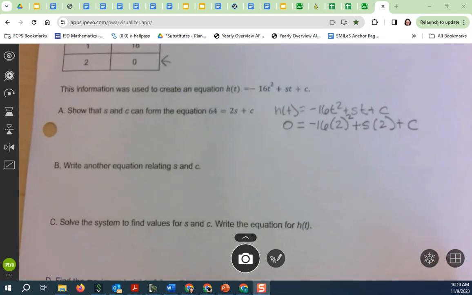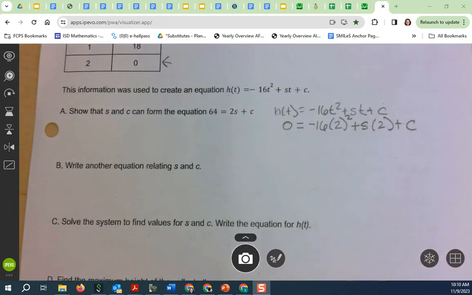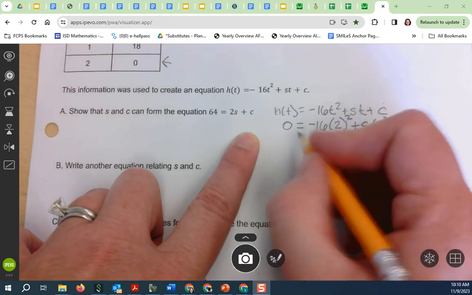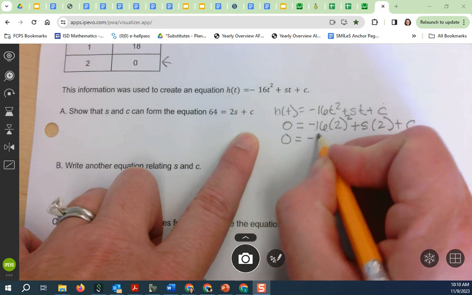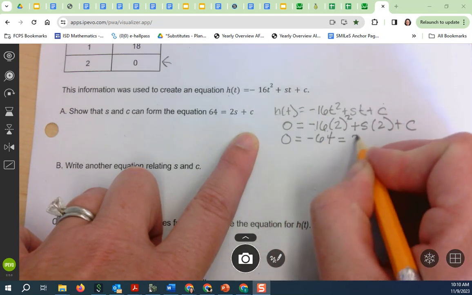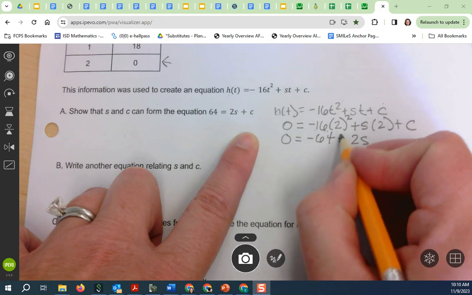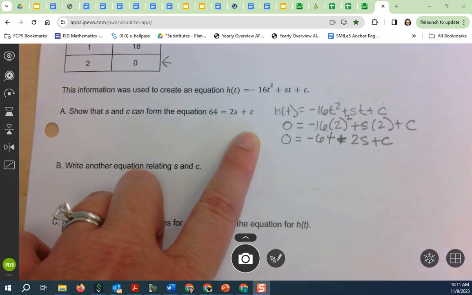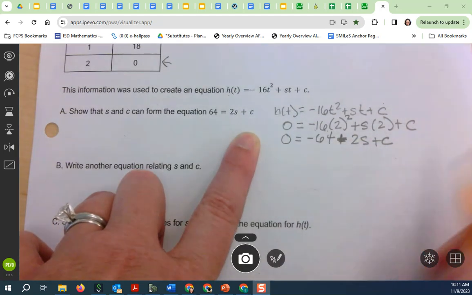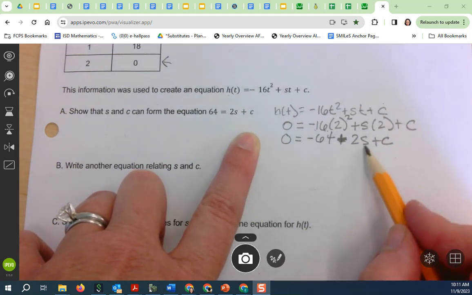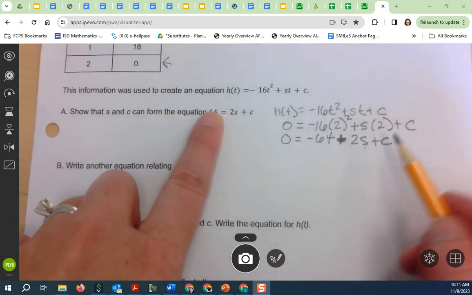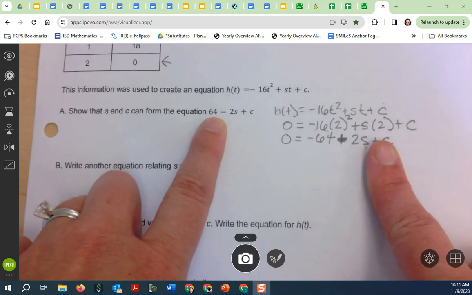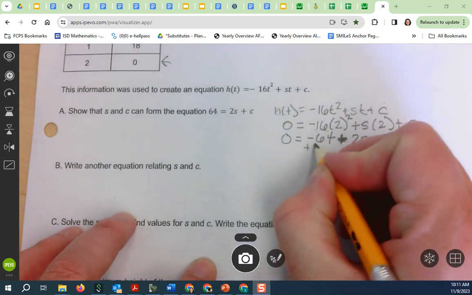All right, let's see if it's going to simplify to what they had listed in A. So this is going to give me 4 times negative 16, which is negative 64. 2s, oops, that should be a plus, right? 2s and then plus c. Sorry for my confusing plus there. That's a plus. All right, and it's starting to look a little bit like this one. What's the last thing I need to do to make mine match the one in the problem? Yeah, just add that 64.